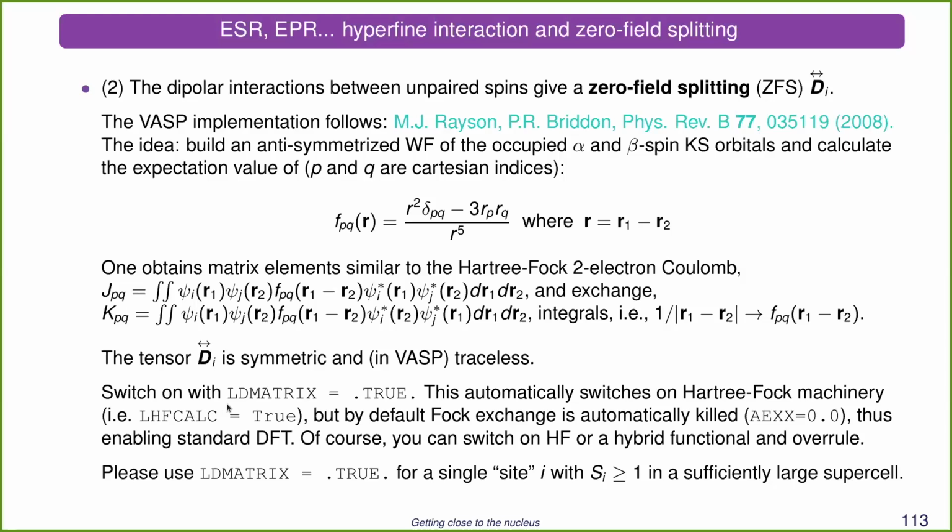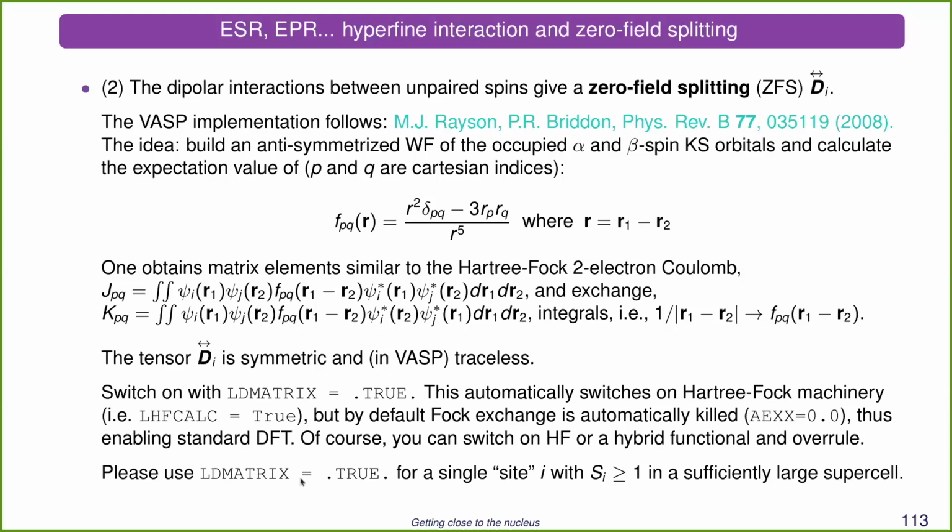To switch it on, you would switch on with this INCAR tag. And then Hartree-Fock is automatically switched on. So Hartree-Fock is true then. But you don't want a Hartree-Fock calculation in general. You just want PBE. So in the exchange, that is killed again. That's all by default. So thus, you enable standard DFT. Of course, you can use a hybrid functional. You have to overrule this. But it also means that the calculation gets much slower because all this Hartree-Fock is switched on.